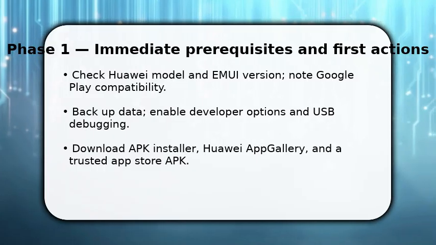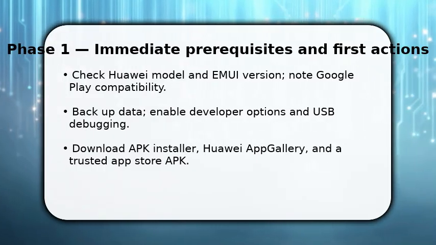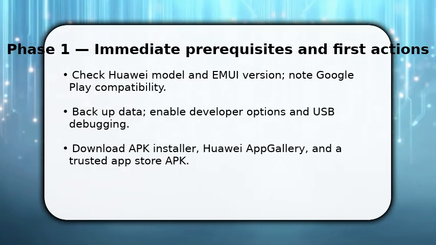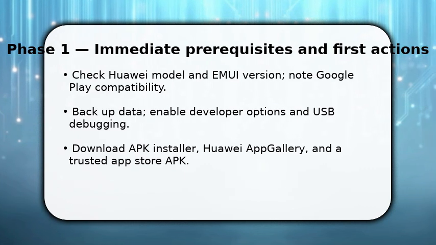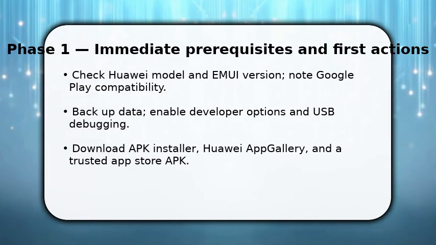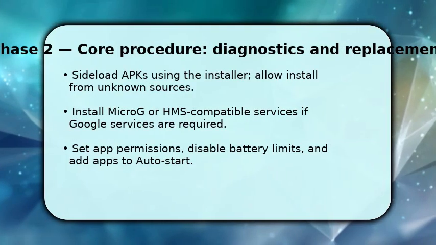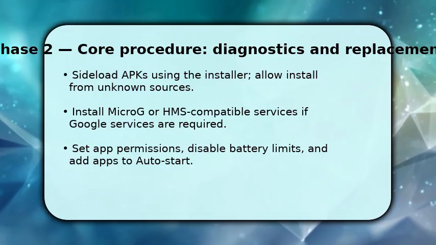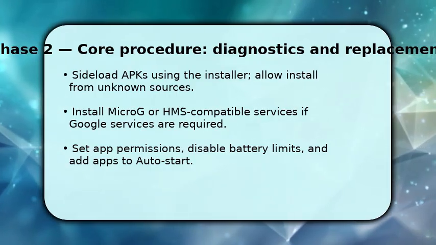Download a reliable APK installer, app gallery, and a secondary trusted App Store APK to your device. This combination gives you immediate tools for installing apps not on an app gallery and sets the stage for the next steps. Now you sideload the APKs. Open the installer, grant permission to install from unknown sources, and install the main app.